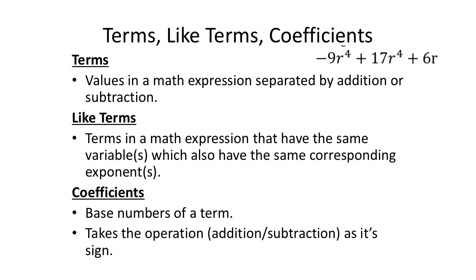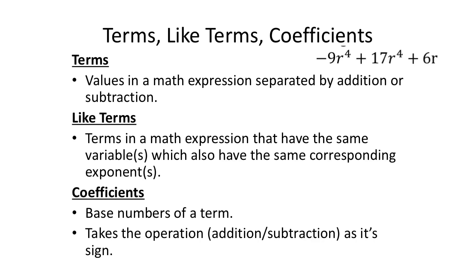All right? So in this expression that we have from that last problem, -9r to the power 4 plus 17r to the power 4 plus 6r, this has three terms because we have this -9r to the power 4, which is separated by this addition sign from 17r to the power 4. That's our second term. And then this is separated from 6r by this other plus sign. So remember, it's always separated by addition or subtraction. Multiplication or division don't matter. It could be a really long multiplication term, but it would still be considered one term, okay?